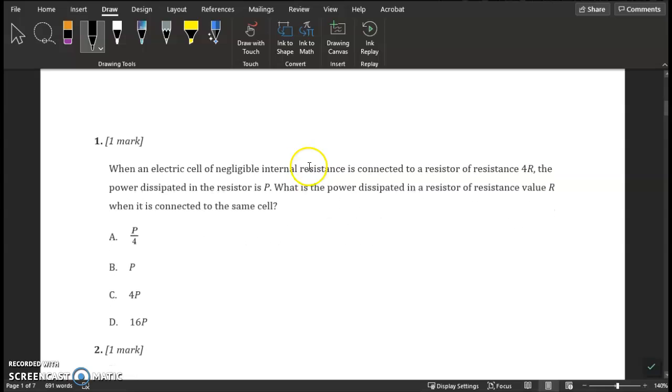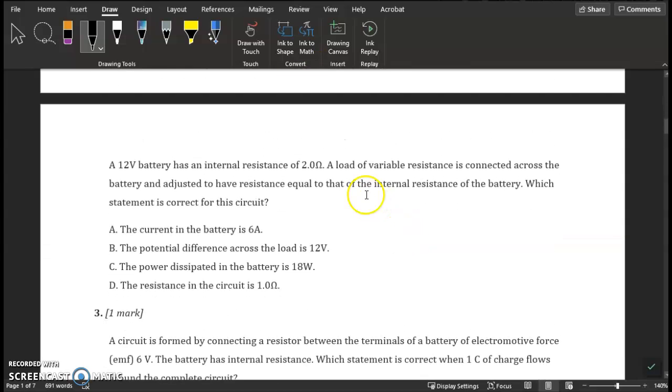Okay. Question number 1, you should be able to solve this. This is actually from topic 5.2, but you will use this equation, power equals V squared over R. You'll do this twice. Just read, compare what is changing in the equation and determine what the correct answer is for P. Question number 2, this is from topic 5.3, so use this. Epsilon is equal to I times R plus little r. You should be able to solve for current in this case, and once you solve for current, you can determine which of these answers is correct.